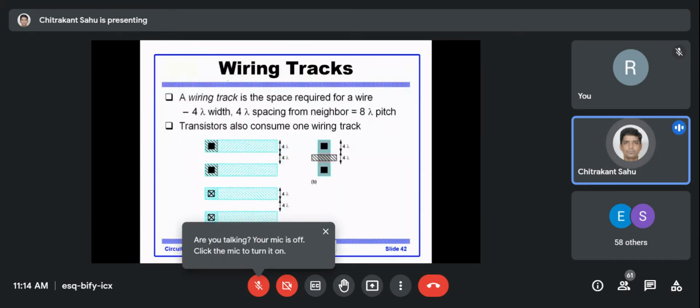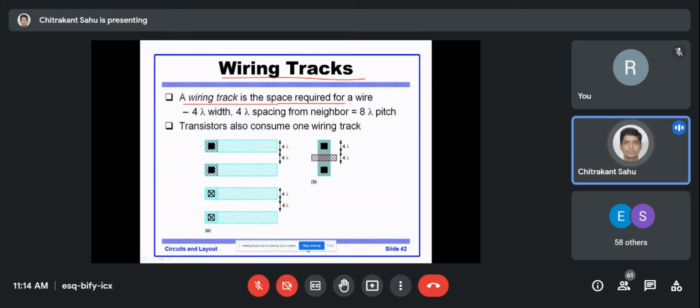So this is called the wiring track. The wiring track and its spacing should be clearly defined. A wiring track is the space required for a wire, expressed in terms of lambda. That is why it is called the lambda design rule. So what do we mean by lambda here? Lambda is equal to L by 2, or you can say L is equal to 2 lambda. That is why I am saying that the polysilicon size will be equal to 2 lambda.